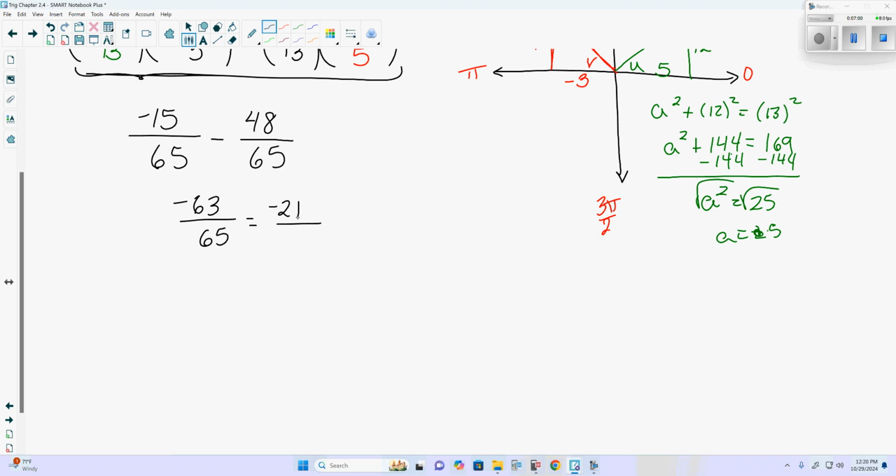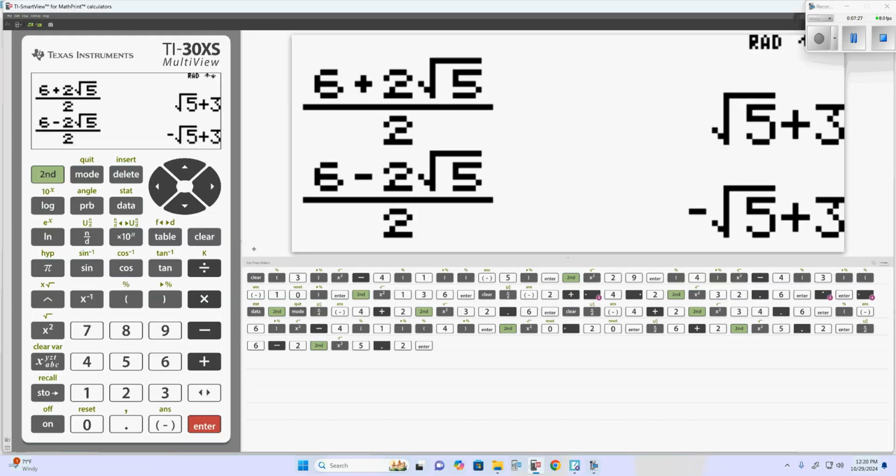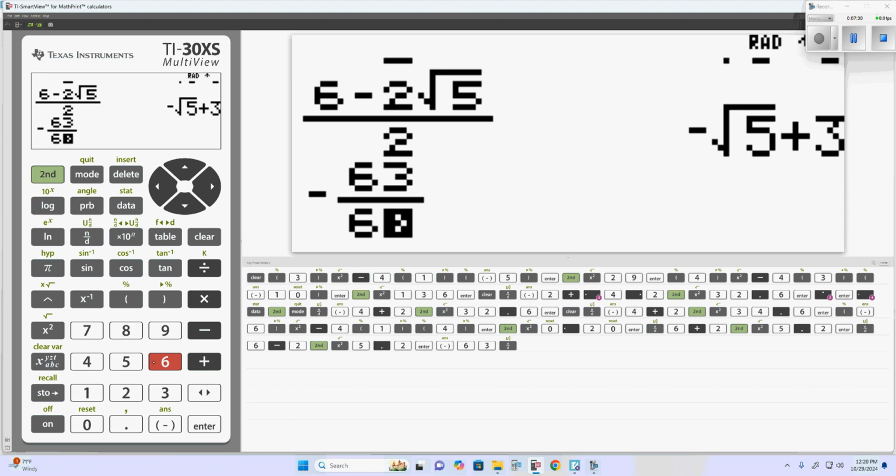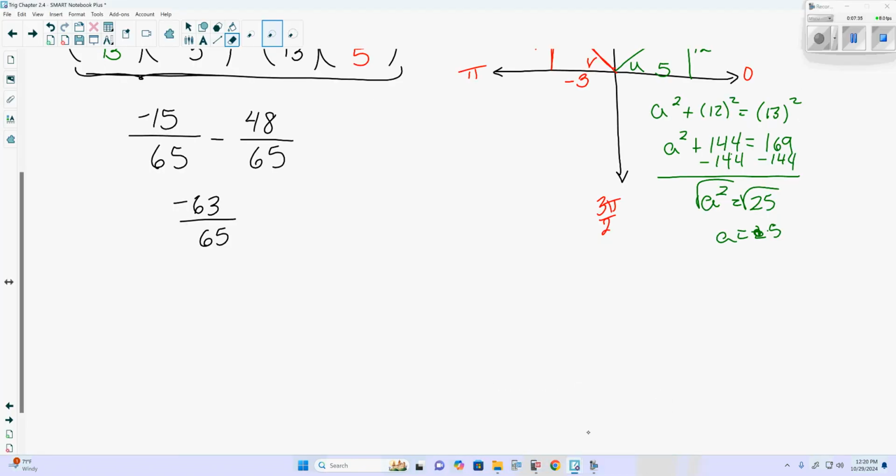So we have negative 21 over 15. Because there's 1 or 2, 1, no, 3, negative 63/65, I believe is the final. Yep, it doesn't reduce. Even though the first two do have common factors, they don't reduce.